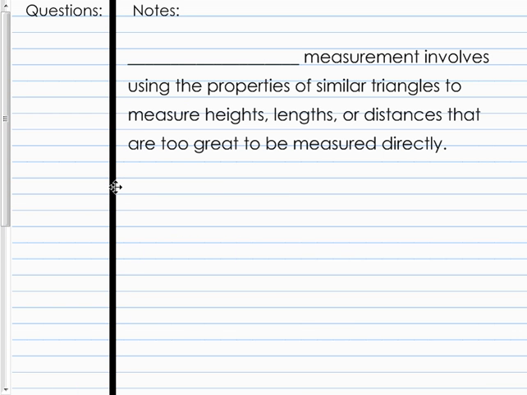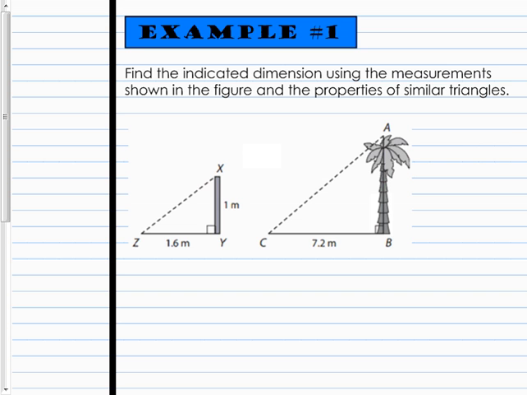Indirect measurement involves using the properties of similar triangles to measure heights, lengths, or distances that are too great to be measured directly. So that word there is indirect. If I'm wanting to measure something that is too tall, too far away, too wide, I can use indirect measurement to help me solve those proportions. And obviously, I have to be able to know some things about the height or the width, and we'll see that in action.